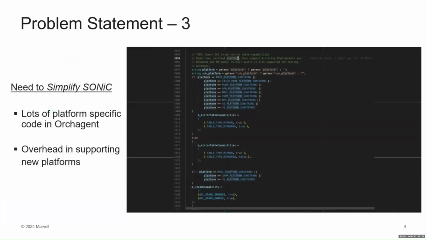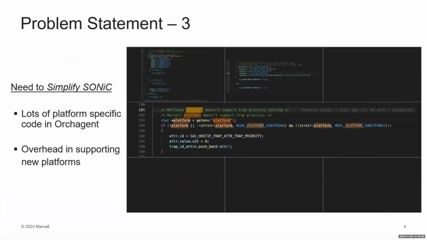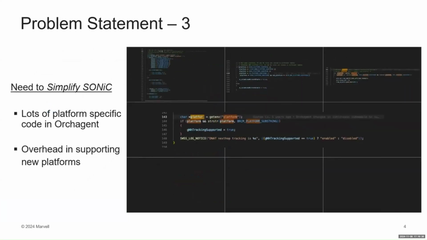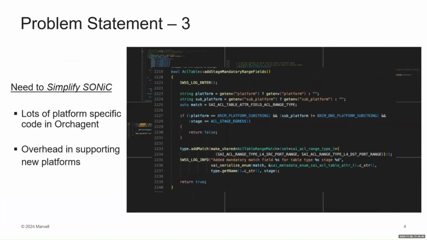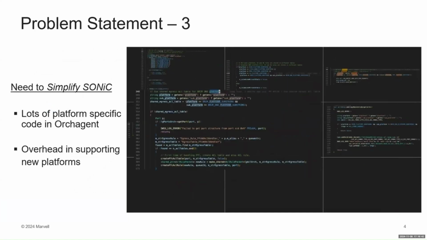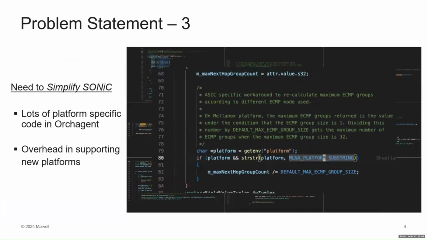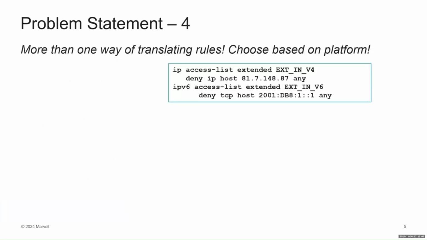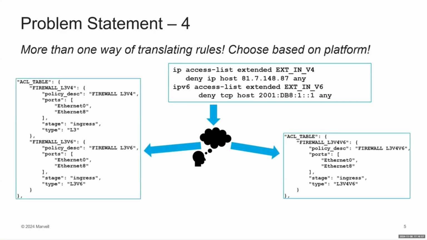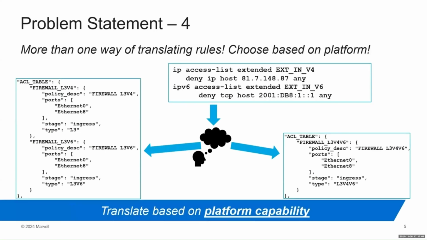We saw how ArcAgent tries to address the hardware differences, though not always helpful. Further, it ends up cluttering the SONiC code, which gets even more cluttered as we keep adding newer platforms. Now, let us take the case where an operator new to SONiC tries to port a Cisco iOS configuration to SONiC. Now, there are multiple ways of porting, and the burden is on the operator to choose the right model based on the underlying hardware capability.